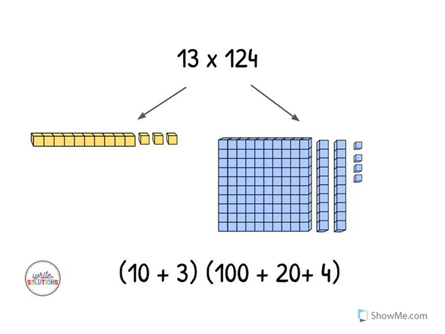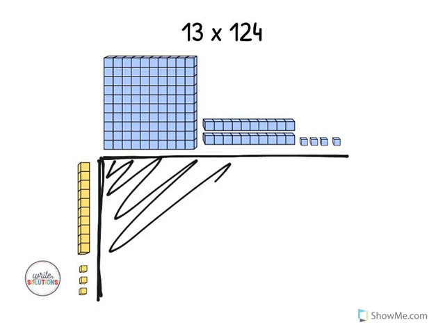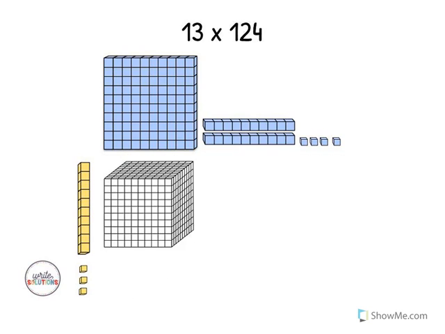Here you see that notation. We'll be distributing our 10 and our 3 to all the parts of 124 as we work through this model. Let's start with the setup. We set the area model up by putting our 13 along the left side and our 124 along the top. To solve this problem, what we're actually doing is creating an array inside of that rectangle. Let's take a look at what that looks like.